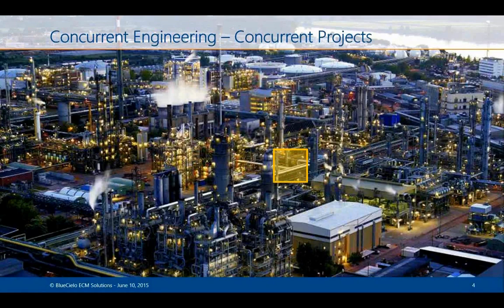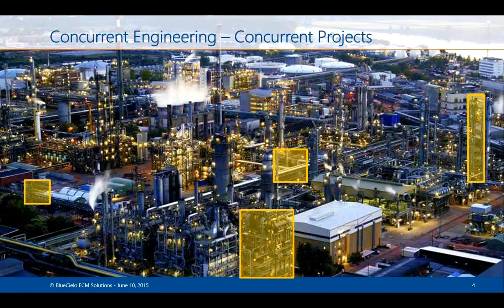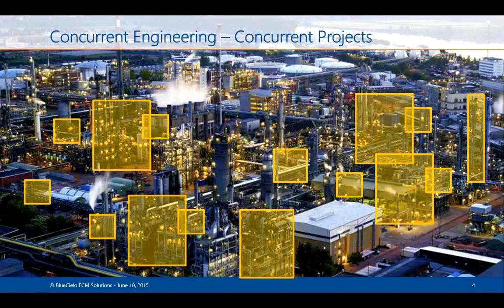Now, these field changes are happening all over the plant, in this example, a refinery. Some of these changes impact a small area of the plant, some of them a large area of the plant. Over time, numerous changes are made all over the plant, and engineering updates are happening all the time to keep up. This is one kind of concurrent engineering, where many changes are happening all at the same time.